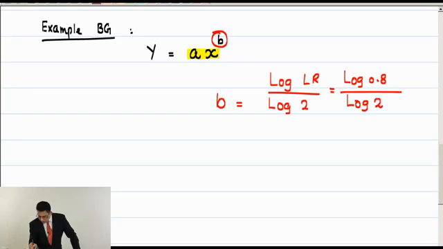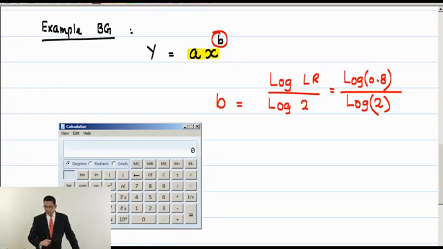Now there are different calculators different people might be using who are listening to me now. Some calculators, as soon as you punch in the log key, a bracket opens. If the bracket opens, make sure you close the bracket as well. So it will become like this: you enter log and then a bracket opens, then insert 0.8 and close the bracket, and then log 2, if the bracket opens, make sure you insert the number 2 inside, close the bracket, and divide. That gives us the value of b.